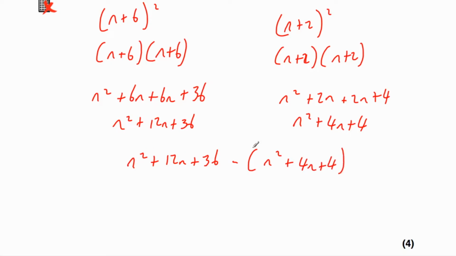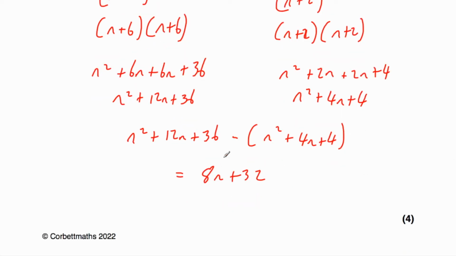Well, n squared take away n squared is just going to be 0. Then we've got 12n take away 4n, or 12n take away positive 4n, is 8n. And then we've got 36 take away 4, and 36 take away 4 is equal to 32. And that's it. Whenever we expand our brackets and take them away, we get 8n plus 32. So we want to show this is a multiple of 8.